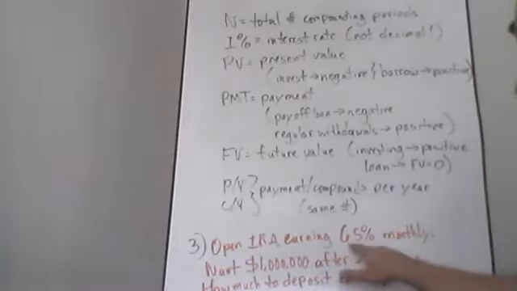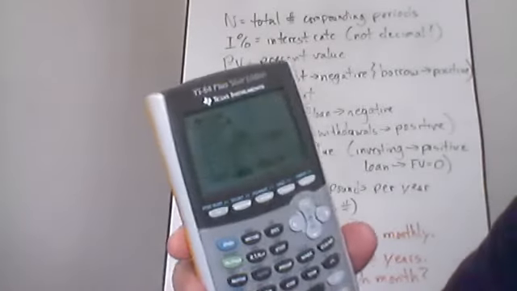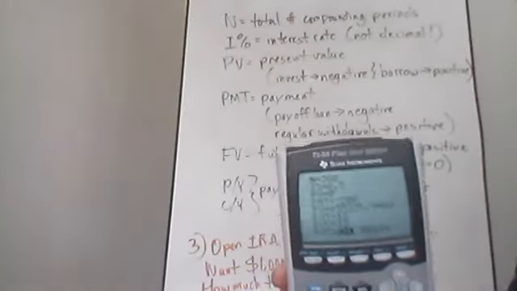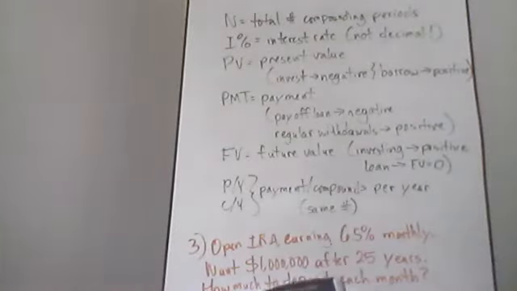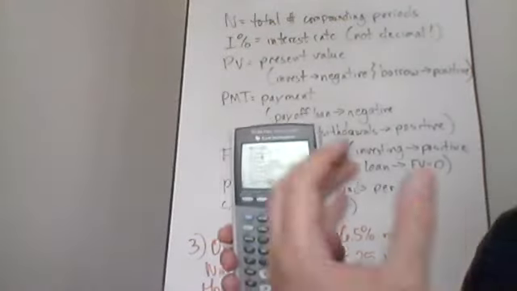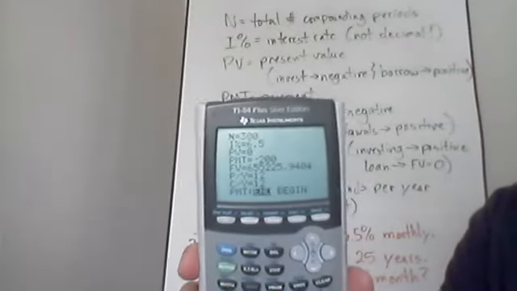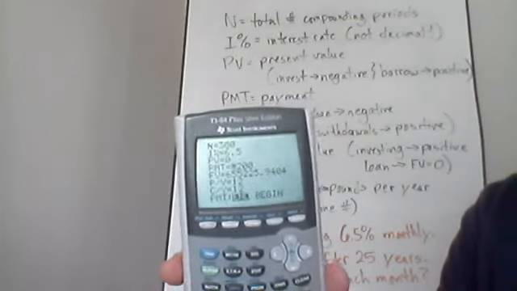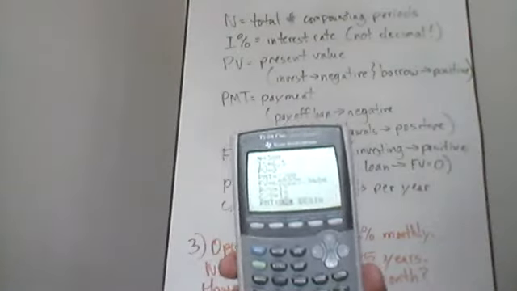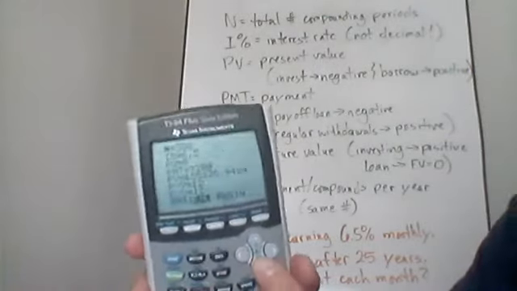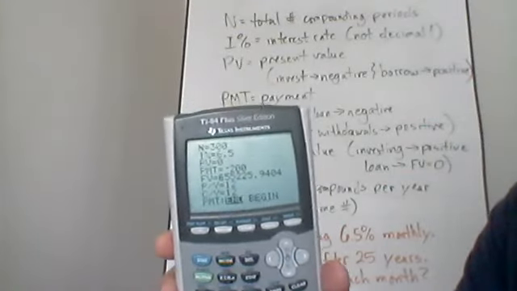My I percentage, well, the interest rate is 6.5%. Again, I don't do anything funky with the decimal point there. I just type it in as 6.5%. Then my present value. Well, once again, just like that last example, the present value is going to be 0. They're not starting with a lump sum of money that they're investing. They're just going to make regular payments each month. So my present value in this case is 0. My payments, well, that's what I'm trying to figure out. We want to know how much money we have to deposit each month. That's the payment we're going to be making each month. So that's what I don't know, so I'm going to skip over that for now and come back to it to solve for that later.